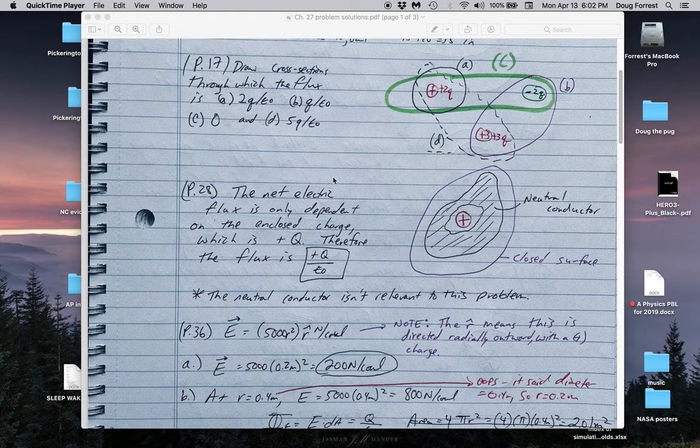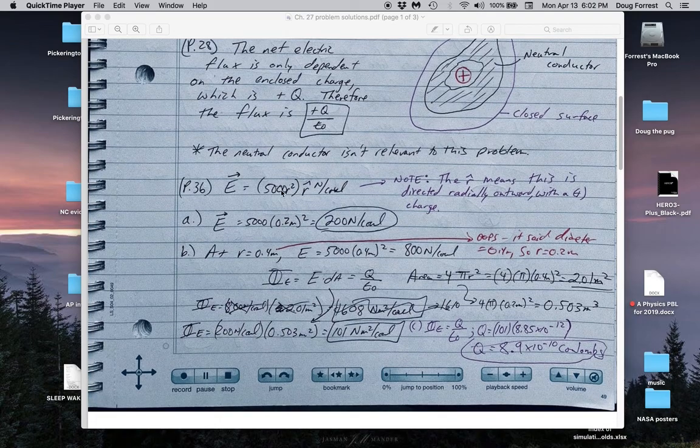So for problem 28, the net electric flux is only dependent on the enclosed charge. So that's plus q. Therefore the flux is plus q over epsilon sub 0 if I surround this whole thing. I know this kind of looks like an avocado, which is weird, but it's a positive charge with a hole surrounded by a neutral conductor. So the neutral conductor isn't relevant to this problem if we think about the flux of the whole thing. If we're thinking about field strength and flux in different regions in here, that's a little bit different. But surrounding the whole thing, it's just that.